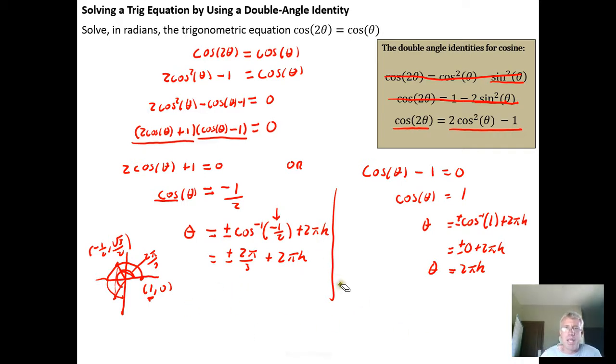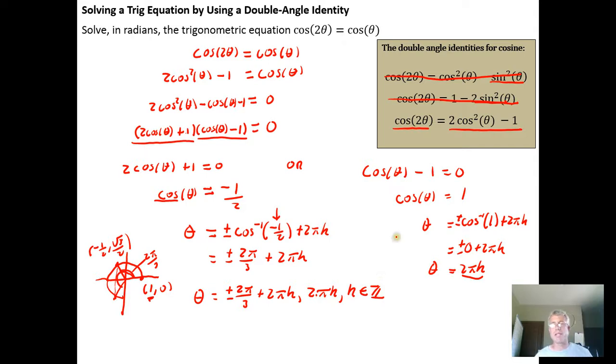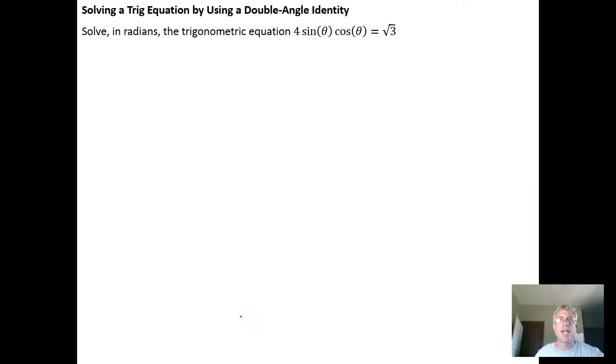So putting it all together, the solutions are theta is equal to plus or minus 2 pi over 3 plus 2 pi k, where we recognize that k can be any integer we choose. If we're asked to find the answers on a specific interval, we just pick the appropriate values of k.